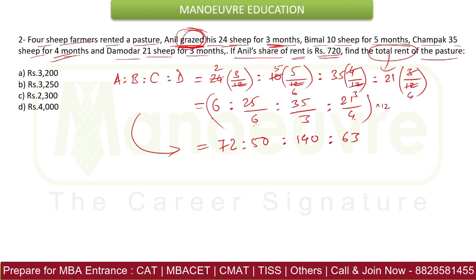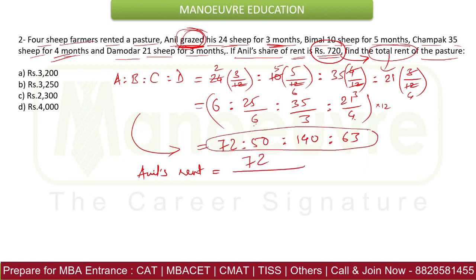So if Anil's rent is given, from that we have to find total rent, that will be with the help of this ratio. So now Anil's rent will be, the ratio is 72 divided by this sum total.